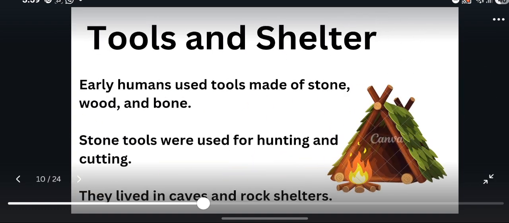What were their tools and shelter? Early humans used tools made of stone, wood, and bone. Stone tools were used for hunting and cutting. They lived in caves and rock shelters.